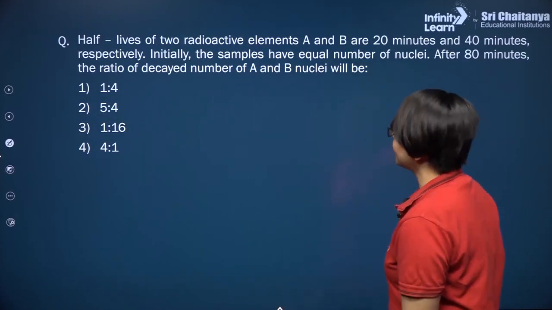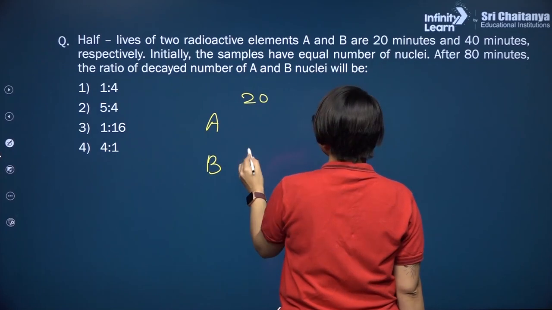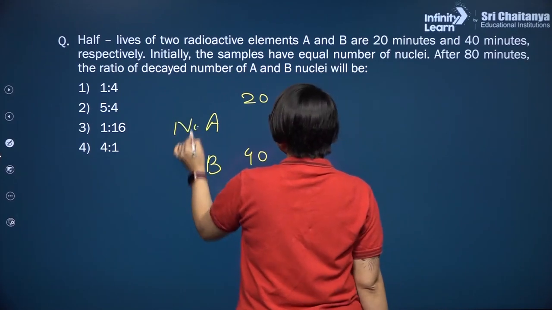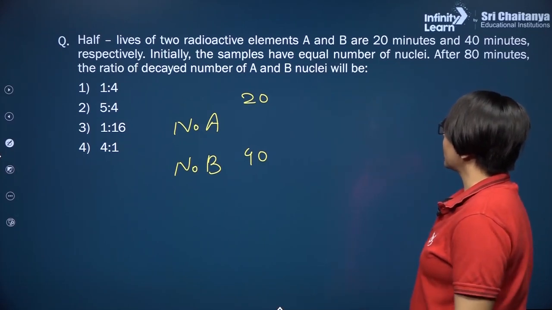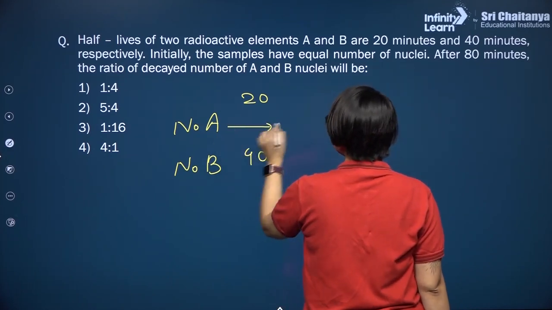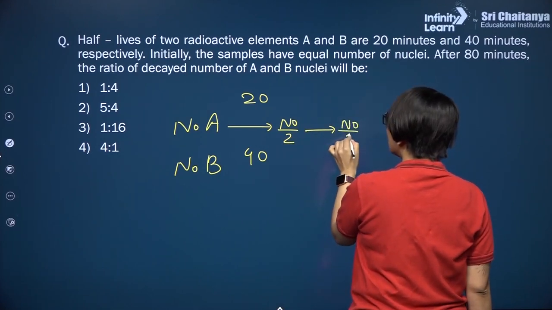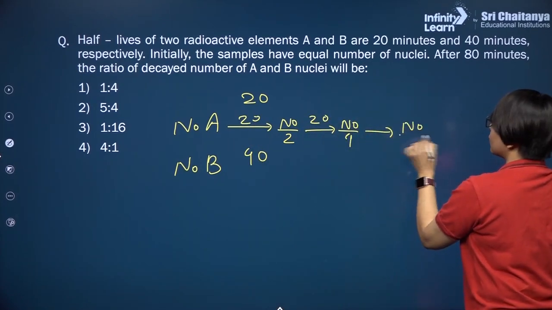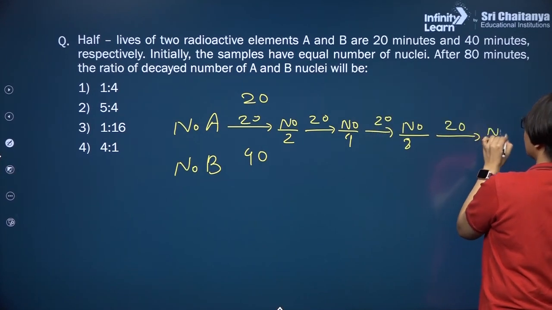Next is this one. Half-lives of 2 radioactive elements A and B are 20 minutes and 40 minutes respectively. Initially, they have the same number of nuclei. After 80 minutes, the ratio of decayed number of nuclei of A and B will be. So half-life is 20 minutes. So after 20 minutes, nuclei left are N0 by 2. After a further 20 minutes, N0 by 4. After a further 20 minutes, N0 upon 8. After one more 20 minutes, nuclei left are N0 upon 16.